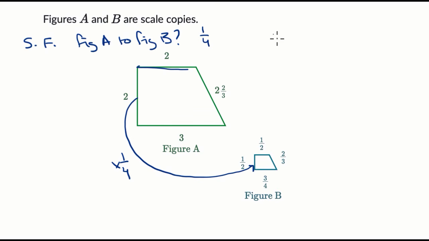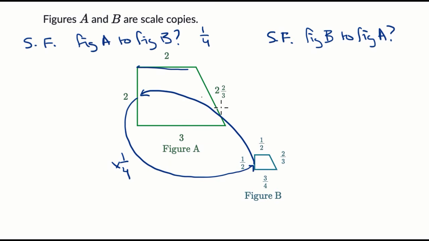Now what if we were to do it the other way around? What is the scale factor from figure B to figure A? Well, as we just saw, it's going to be the reciprocal of that. If we multiply by 1/4 to go from A to B, we're going to multiply by 4 to go from B to A. So this is going to be 4, the reciprocal of 1/4. They are the reciprocals of each other.